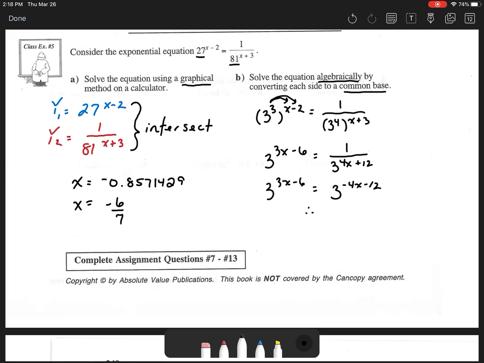Now I've created powers that have the same base, so I can equate the exponents. 3x minus 6 will equal negative 4x minus 12. So we'll get the x's on one side of the equation and the constant values on the other side. So negative 12 plus 6. This will give you 7x is equal to negative 6. From there, divide both sides by 7, so you'll get x is equal to negative 6/7, which was the same value we got when we solved it graphically in part A.